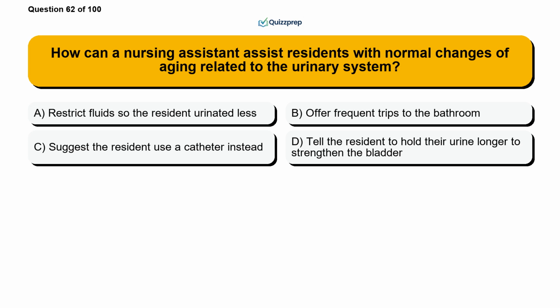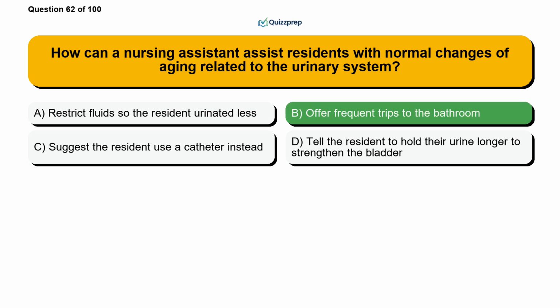How can a nursing assistant assist residents with normal changes of aging related to the urinary system? Option A, restrict fluids so the resident urinated less. Option B, offer frequent trips to the bathroom. Option C, suggest the resident use a catheter instead. Option D, tell the resident to hold their urine longer to strengthen the bladder. The correct answer is option B, offer frequent trips to the bathroom.